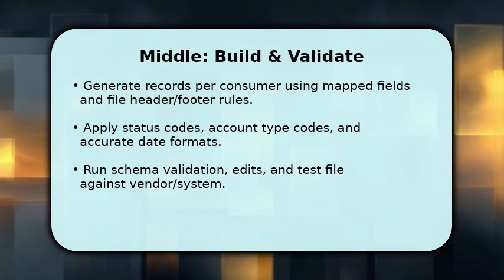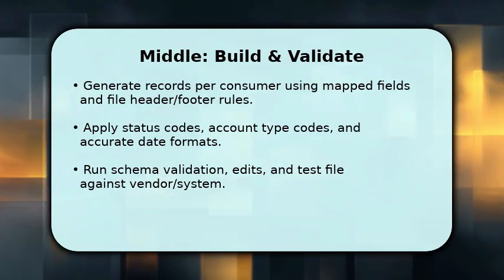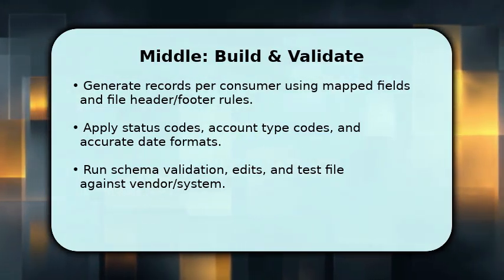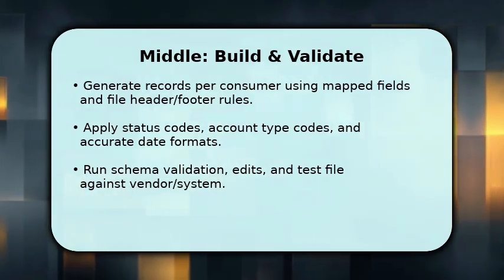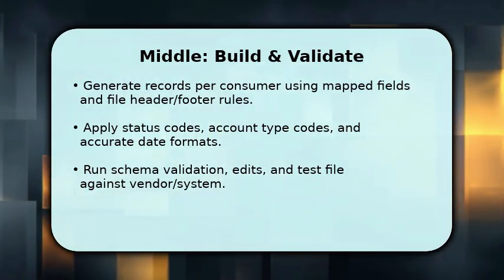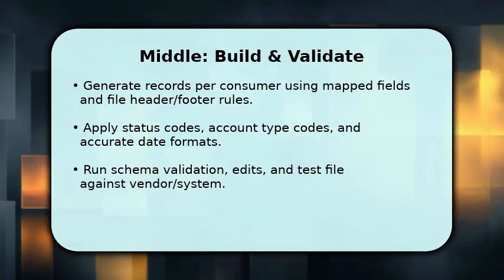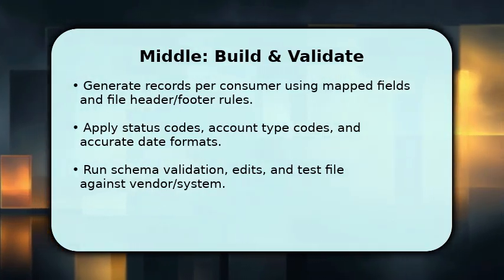You build the file by generating records per mapped account, making sure each header and footer follow file-level rules so receivers can parse it. While creating records, apply the correct status codes and account types and enforce strict date formats. Those values determine how a bureau treats the trade line.